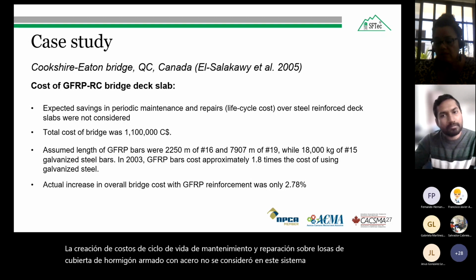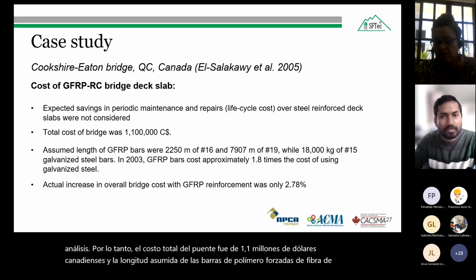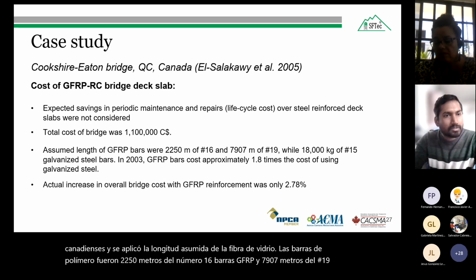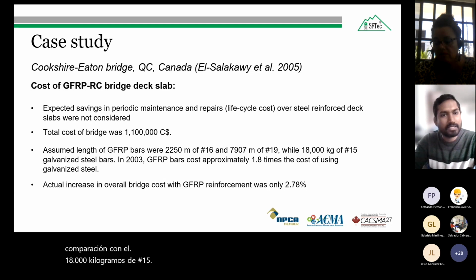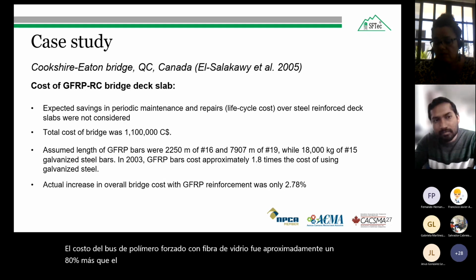So the total cost of the bridge was 1.1 million Canadian dollars, and the assumed length of the glass fiber reinforced polymer bars was 2,250 meters of number 16 GFRP bars and 7,907 meters of number 19, compared to the 18,000 kilograms of number 15 galvanized steel bar. So in 2003, the cost of the glass fiber reinforced polymer bars was approximately 80% more than the cost of using galvanized steel bar. I am talking about 2003.